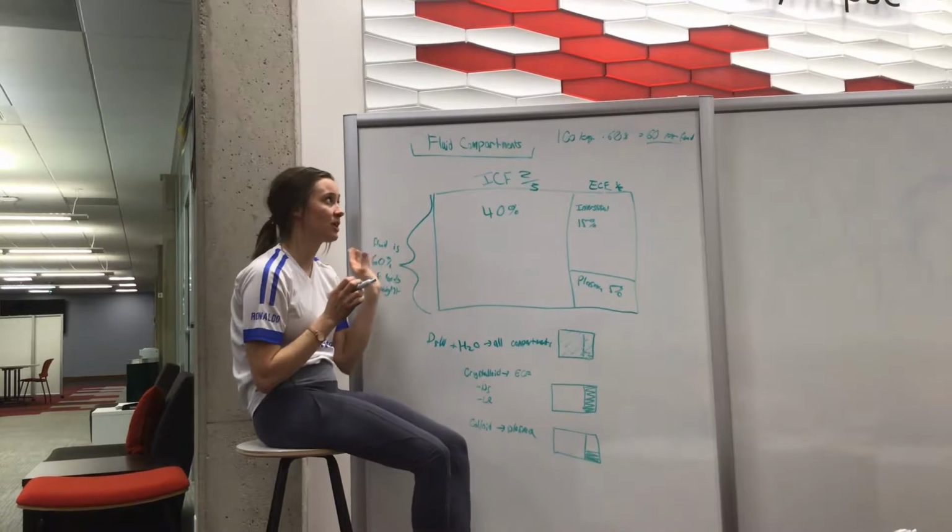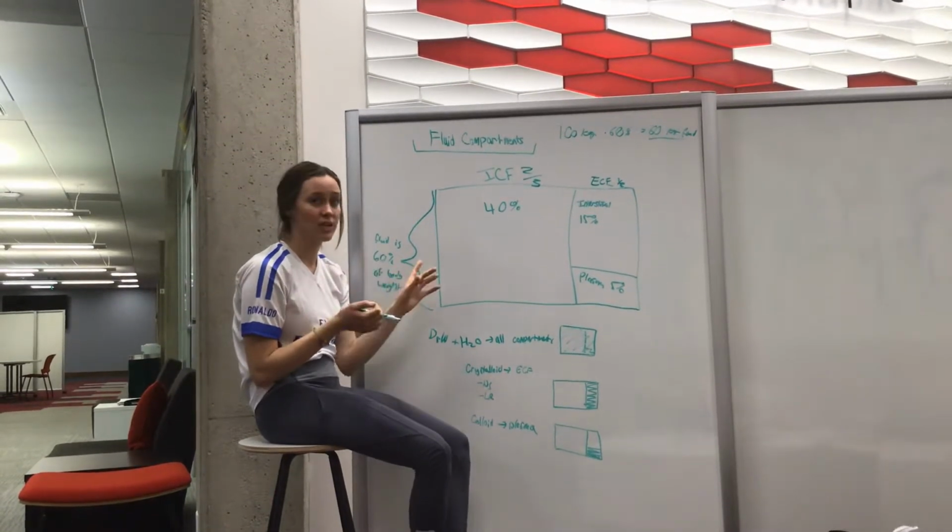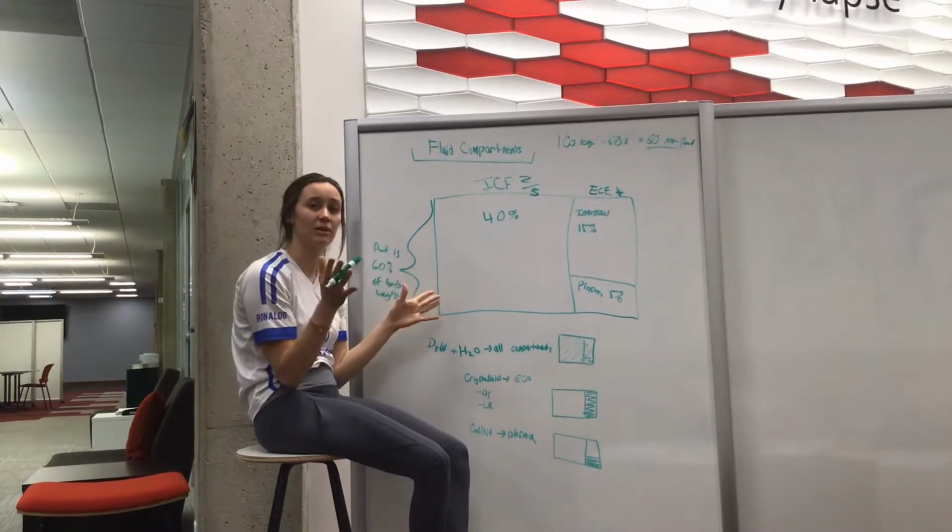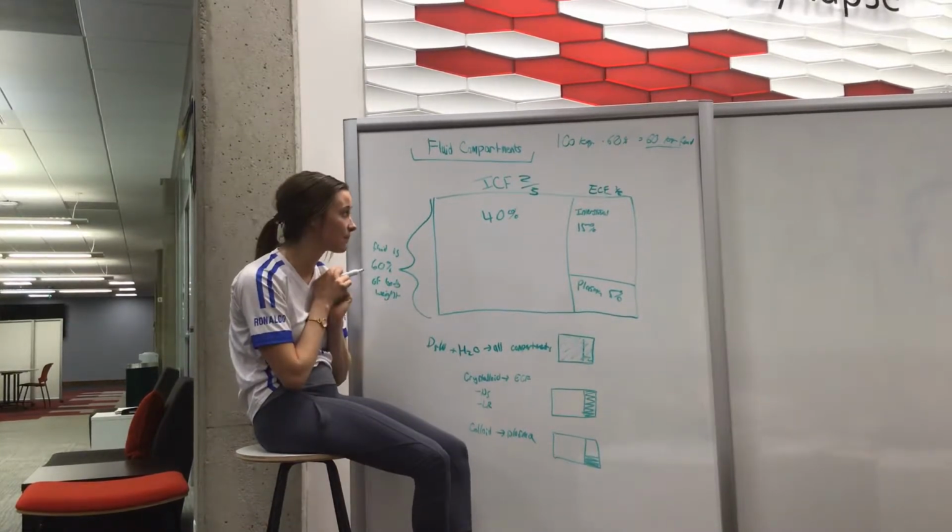If you ever have a test question, it gives you a weight and it's asking about fluid, you just take the weight, multiply by 60%, and that's how many kilograms of fluid make up the individual's body.